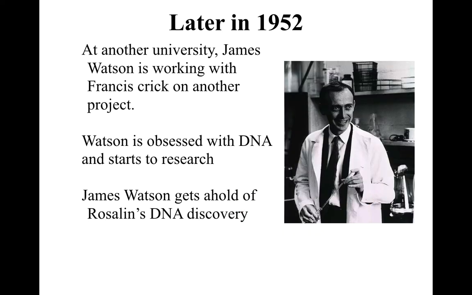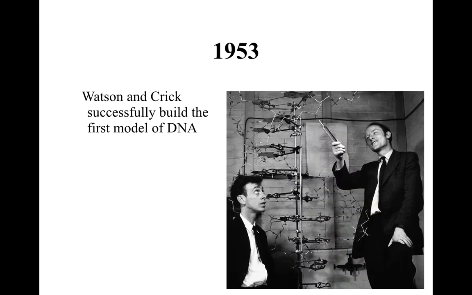At another university, James Watson is working with Francis Crick on another project. They were model builders. Watson is obsessed with DNA and starts to research. James Watson gets a hold of Rosalind's DNA discovery. So he gets a hold of her picture, and because they were model builders, they were able to successfully build the first model of DNA and get credited with it in 1953.